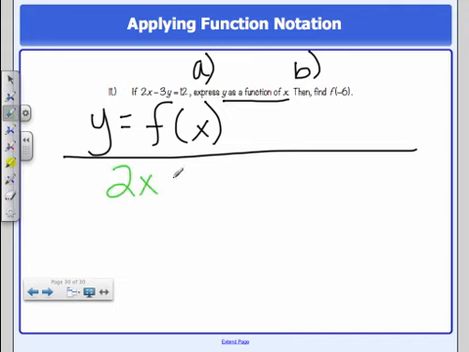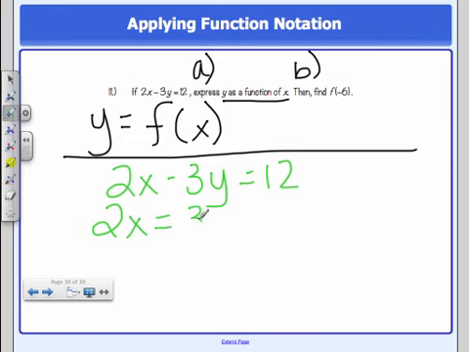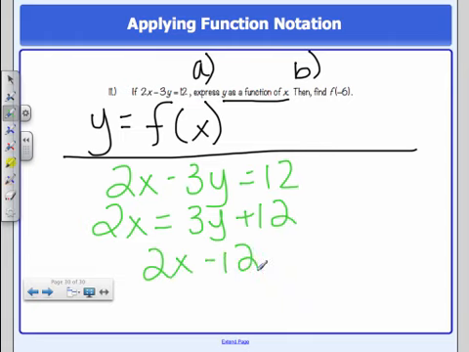2x minus 3y equals 12. I have two options. I can either subtract the 2x or I can add the 3y. I want to avoid my negative, so I'm going to add the 3y. So I get 2x equals 3y plus 12. Now I need to get rid of the 12, so I'm going to subtract it. So I end up getting 2x minus 12 equals 3y, which means that y equals 2/3 x minus 4.